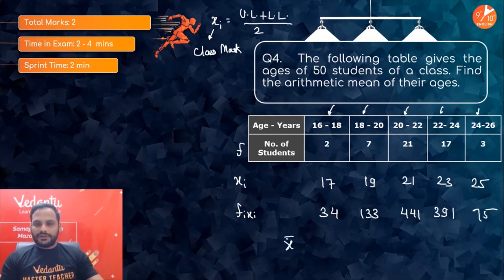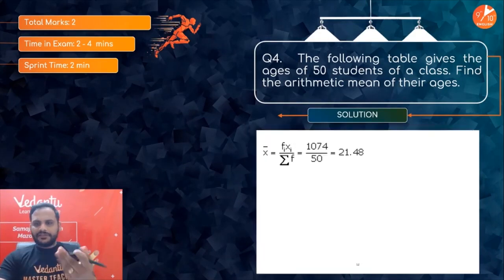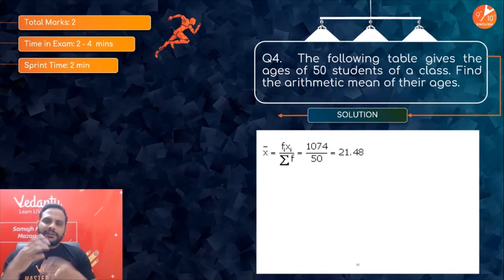So now mean will be equal to the sum of fi into xi divided by the sum of fi, which is 50, given the total 50 students. So add all of this, you will get your answer, 1074 upon 50. 1074 upon 50 is 21.48. So this will be your answer, right? So these are the easy questions.